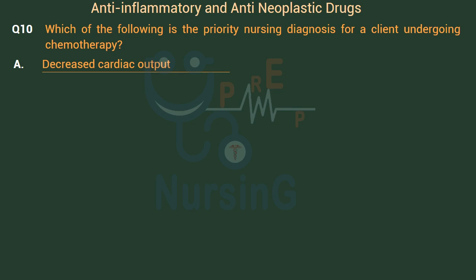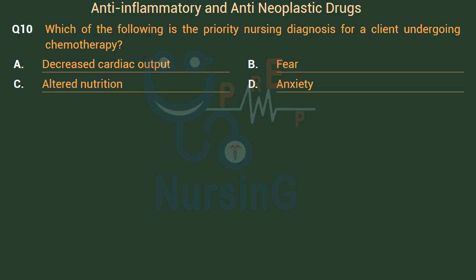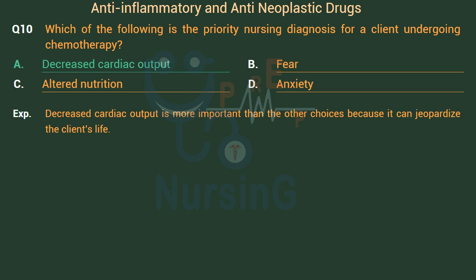Option A. Decreased cardiac output. Option B. Fear. Option C. Altered nutrition. Option D. Anxiety. Right answer is Option A. Decreased cardiac output. Decreased cardiac output is more important than the other choices because it can jeopardize the client's life.